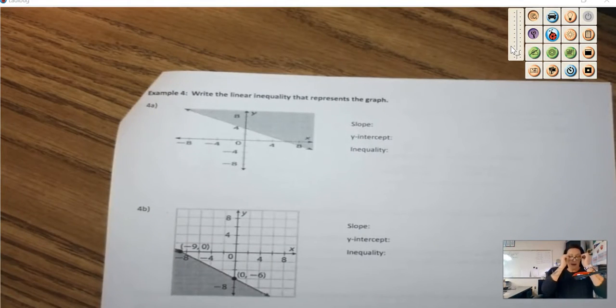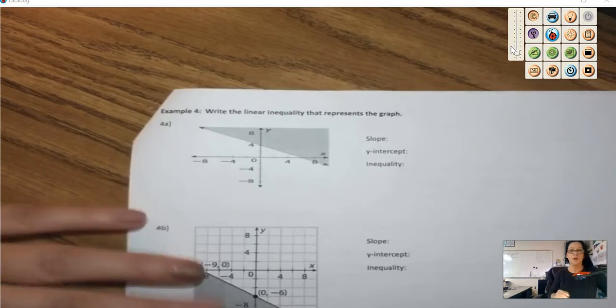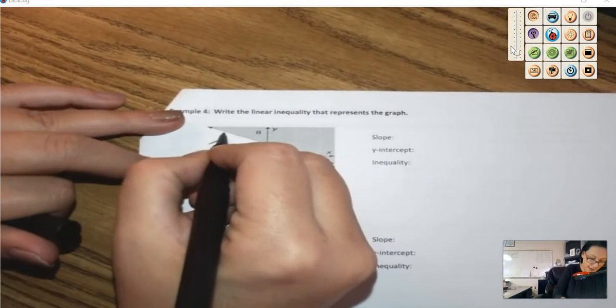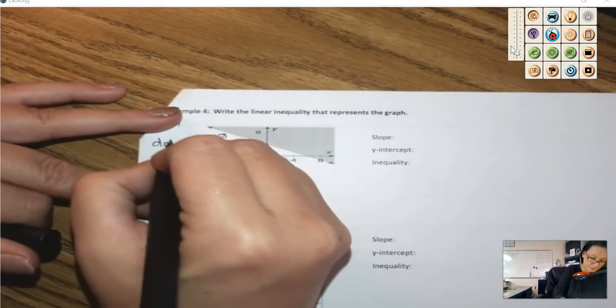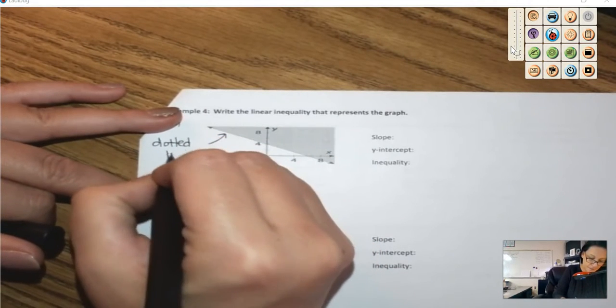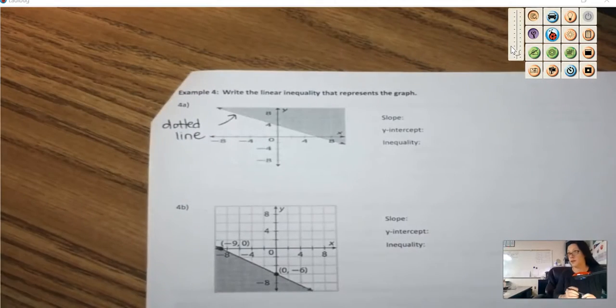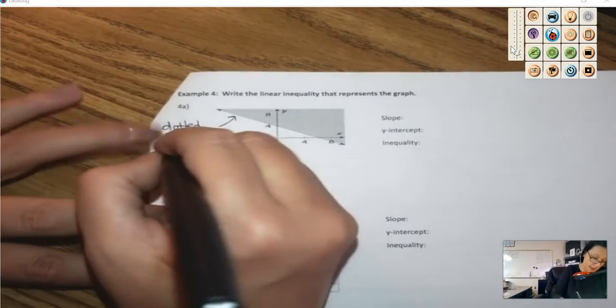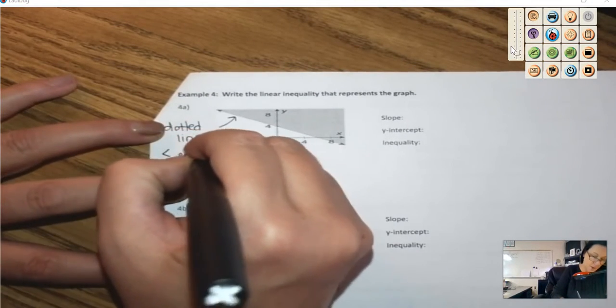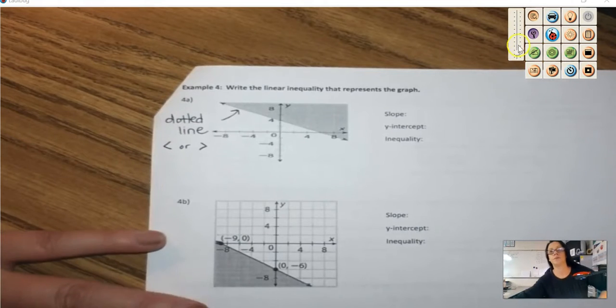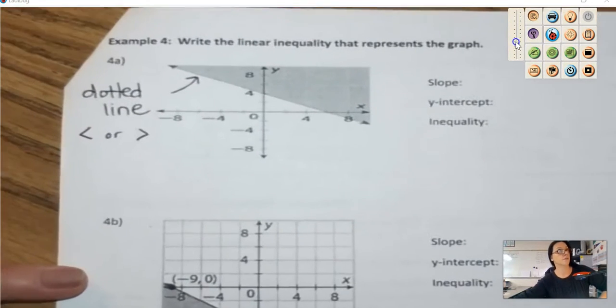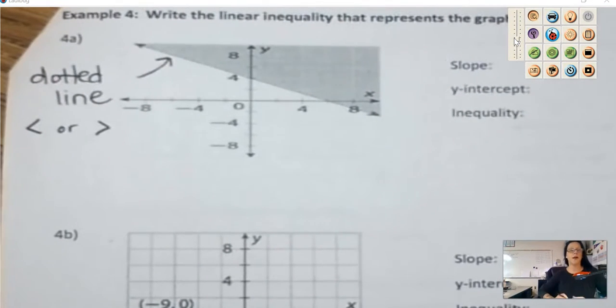It gives you a graph and it asks for the inequality. So the first thing I notice is this is a dotted line. So that should be a clue that it's either going to be a less than or it's a greater than. So if it's a dotted line, don't have your equal sign when you get your answer.